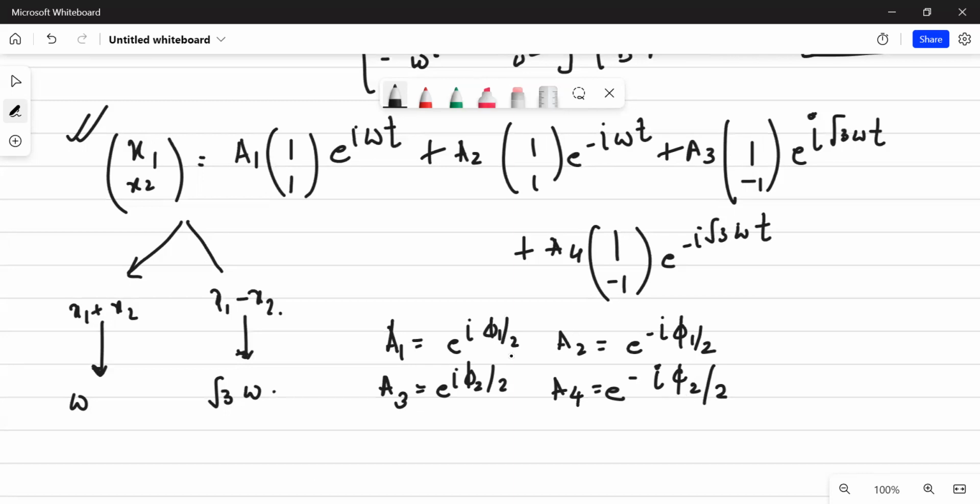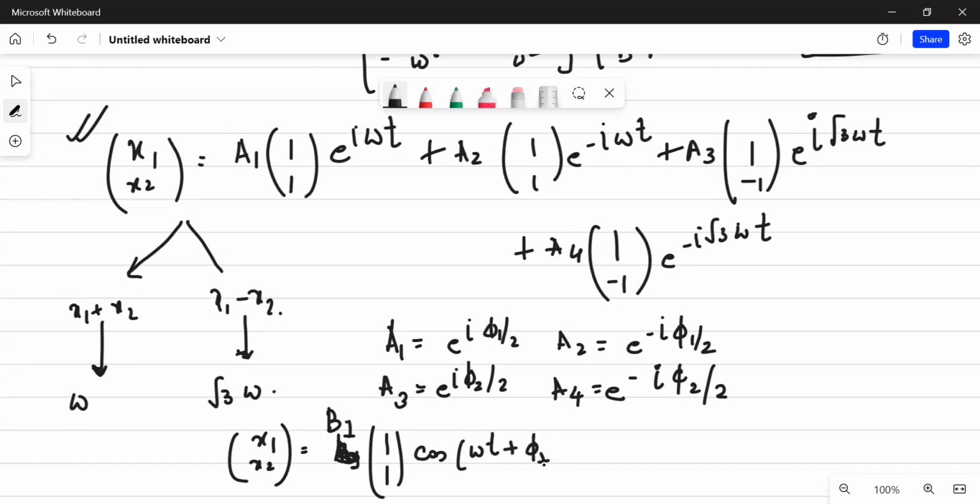And if I replace all these things, x1 x2 equals a1 in place of this, we write, so I will write it in one step, a1. Okay, 1 1. And let's give a1 a new name, let's say, we can't say a1 dash, so let's call it b1. Okay, so b1 1 1, here you will have cos omega t plus phi 1, as done earlier, so I will not repeat. b2 will be b2 into 1 minus 1, and here you will have cos root 3 omega t plus phi 2. Is that clear or not clear?